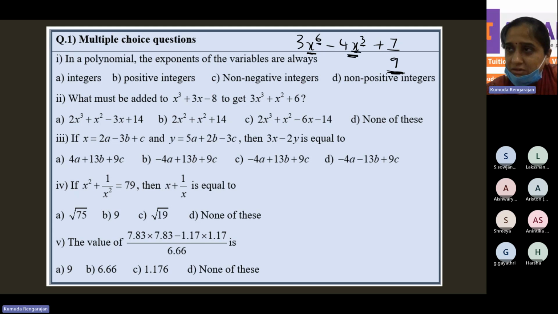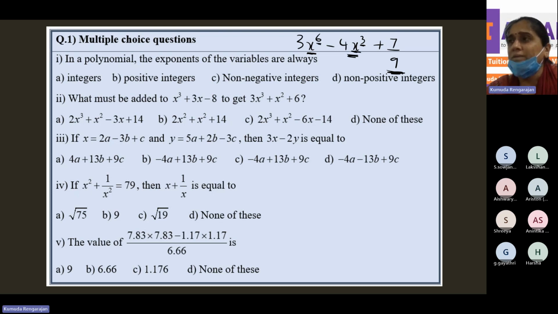Throughout the expression, the variable or the variables involved must have whole number powers, meaning the powers must be only whole numbers. So it can be 0, 1, 2, 3, 4, 5, 6, and so on. Strictly whole numbers.